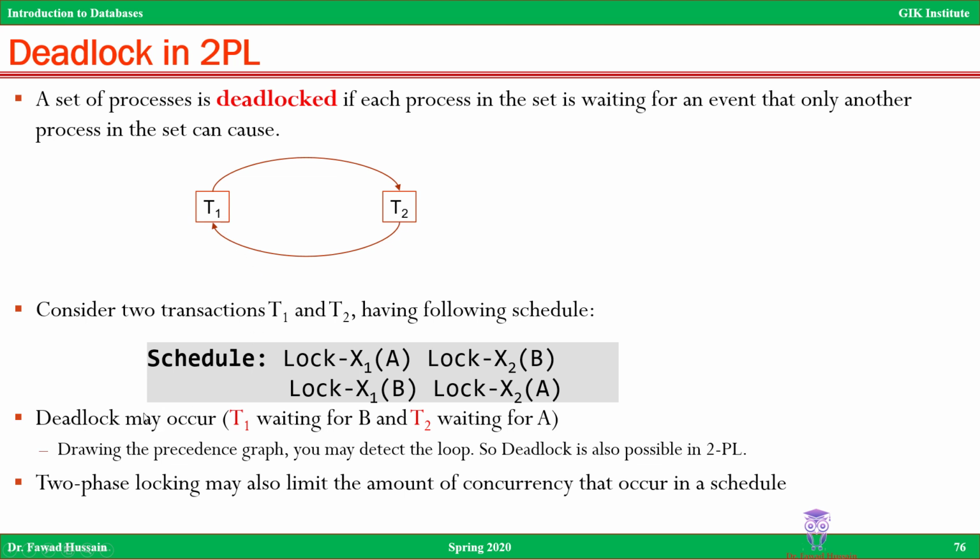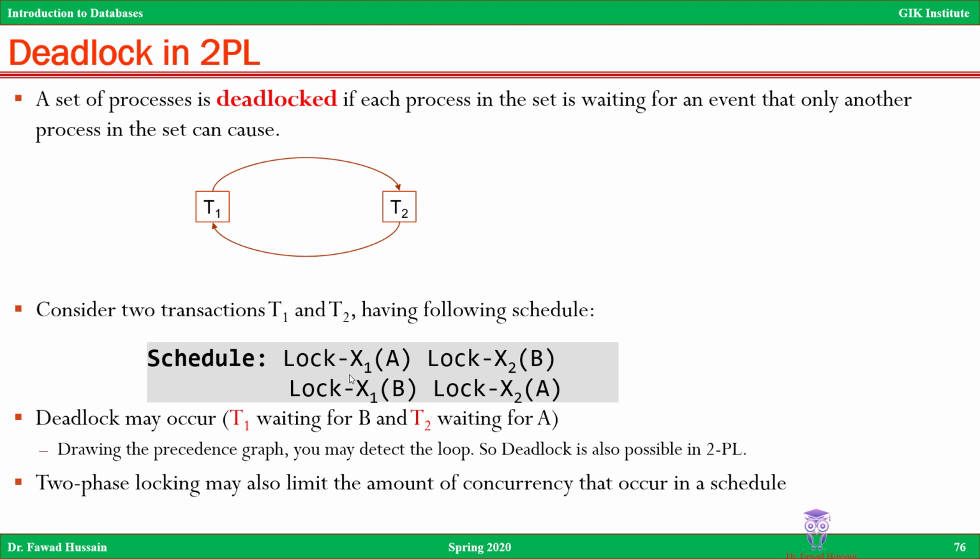So as an example, you have two different schedules. T1 has a lock on A, and T2 is going to have a lock on B. So the first transaction has a lock on A, and the second transaction has a lock on B. Now the first transaction is waiting for B, and the second transaction is waiting for A. So T1 is in a wait state because it wants T2 to release B, and T2 is in a wait state because it wants T1 to release A, and they're going to keep waiting in an infinite loop, and nobody is going to let go.